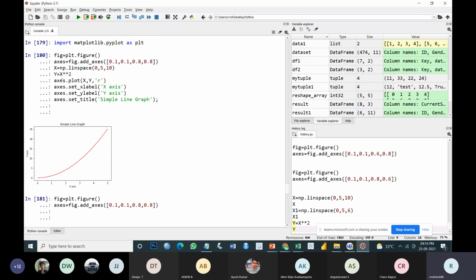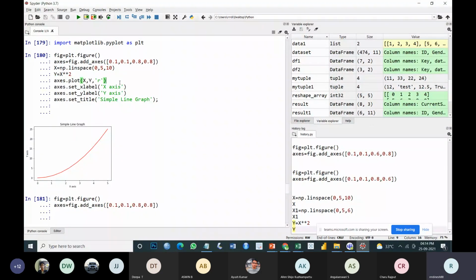Then we can use a plot function. Plot is used to draw the line graph. So we have x and y axis, comma r. R is red color line. We can draw the red color line. Plot is a function name for drawing the line graph.